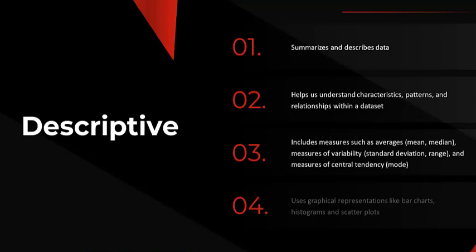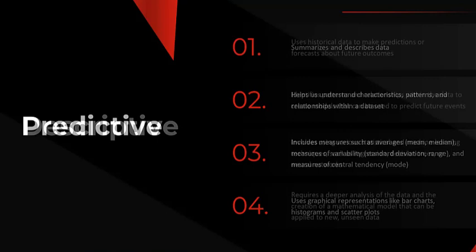Descriptive statistics include measures such as averages, mean, median, measures of variability, standard deviation, range, measures of central tendency, mode, and graphical representations like histograms and scatter plots. These techniques provide a snapshot of the data and enable us to identify trends, distributions, and outliers. They answer questions like, what's the average age of the customers, or how is the data distributed?